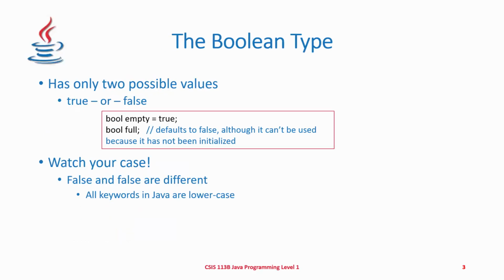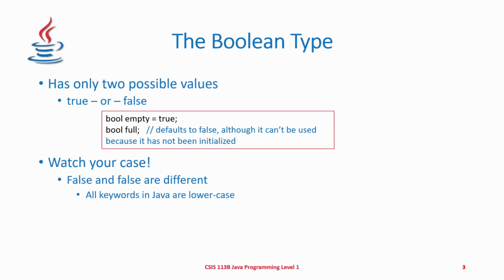So we start by taking a look at the Boolean type, which is a primitive data type, and it only has two possible values, either true or false. Behind the scenes, false is being represented by a 0, true is represented by a 1.